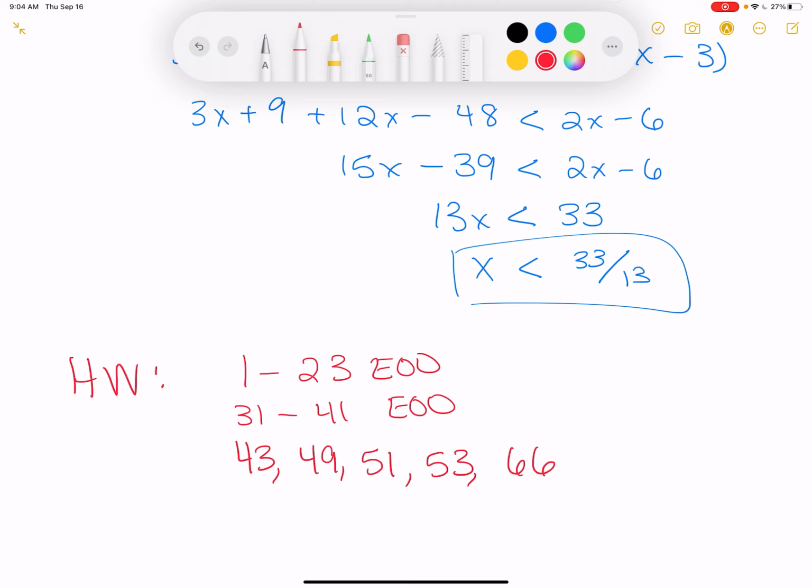Every other odd. No, I don't care about 66. Get rid of 66. Every other odd. Also, I think it actually ends on 21, not 23, just FYI. And then we'll figure it out. It's really not that many problems in the grand scheme of things. I'm giving you an entire day to do it, plenty of time to do it.